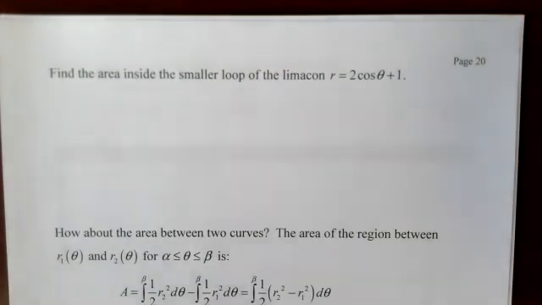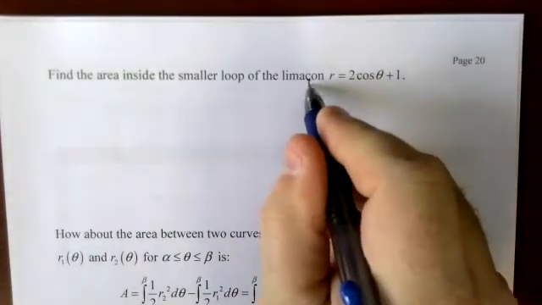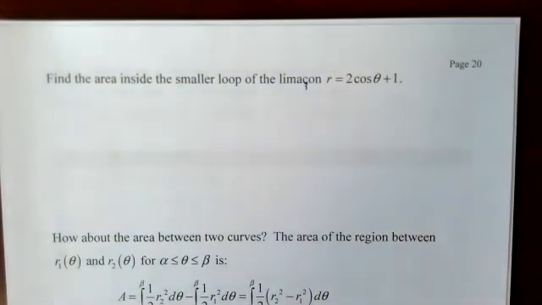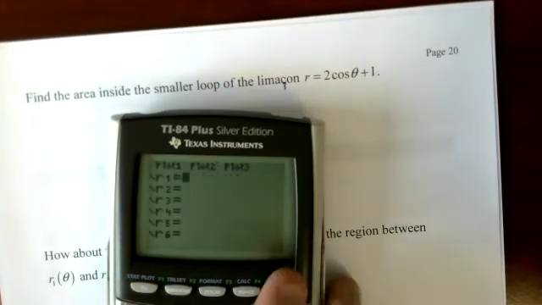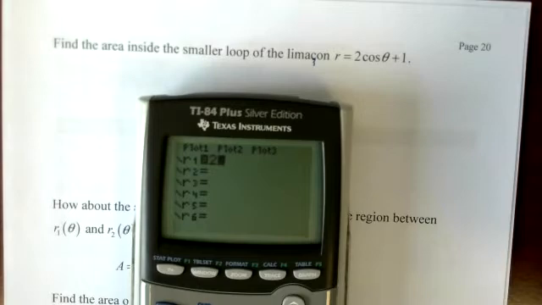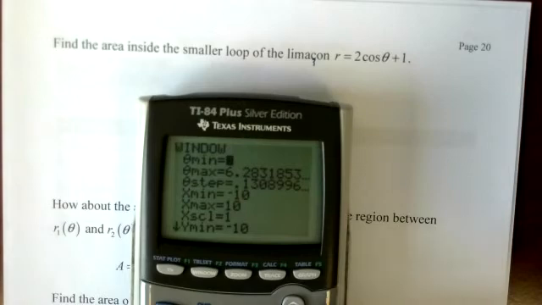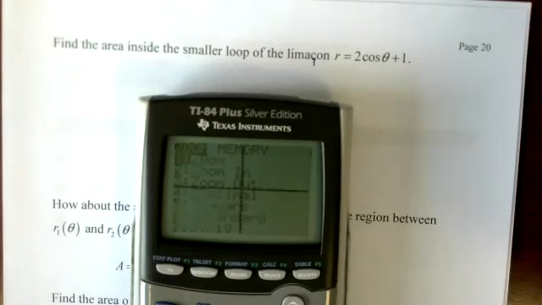Find the area in the smaller loop of the limaçon. Doesn't have the beard on it, very upsetting. R equals 2 cosine of theta plus 1. All right, first thing I gotta do is graph this sucker. I don't know what the heck's going on. So 2 cosine of theta plus 1. Now, if I go to my window and I look, it starts at theta 0 and goes up to 6.28, also known as 2 pi.